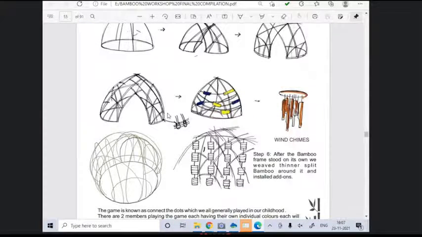This game is basically something that we all played in our childhood, connecting the dots. What we were thinking was how to make it into 3D. So what we did was we used bamboo. We gave it 4 slits.